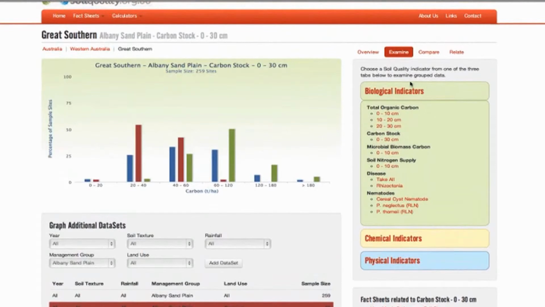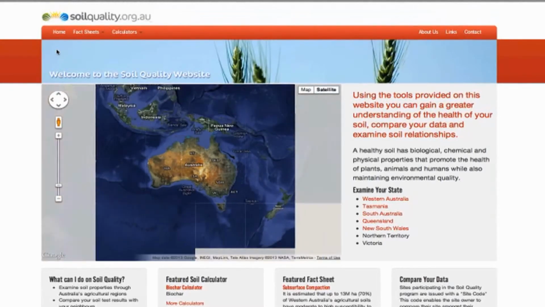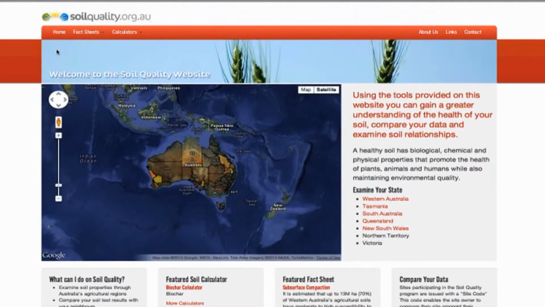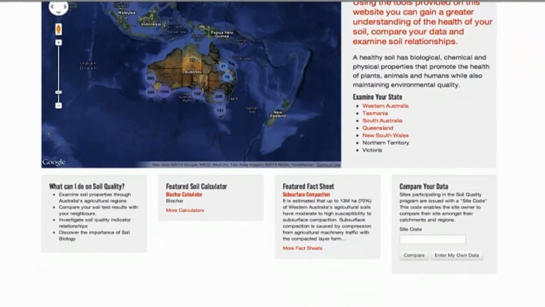The next thing you can do is look at the data in a different way. So if you're involved in the project and you had data collected on your farm, you would want to know what that is. And so what we do for farmers is give them a code that is unique to that site, and they can then access it. So each farmer will get a code. I'll just type in a random one and see what comes up.